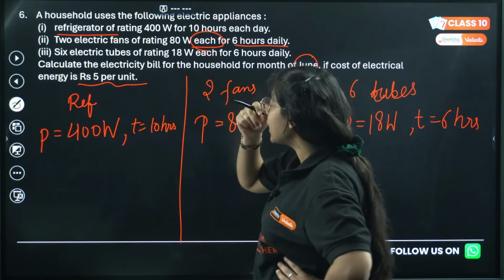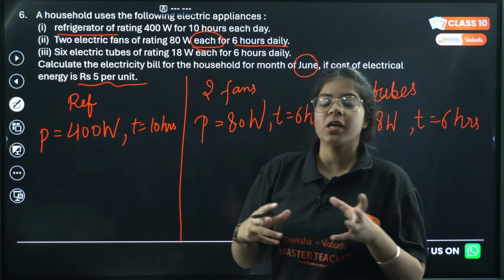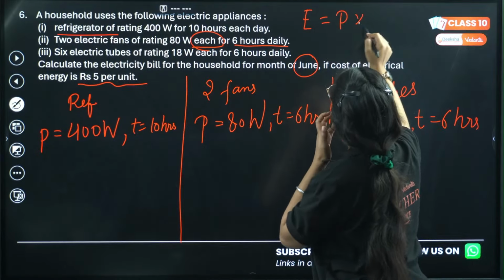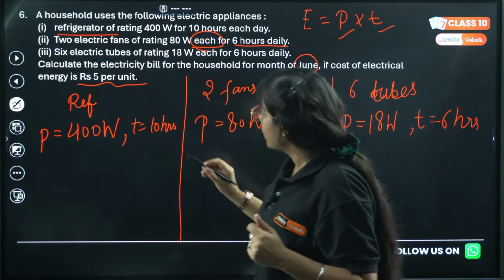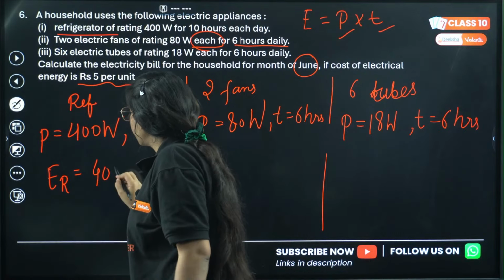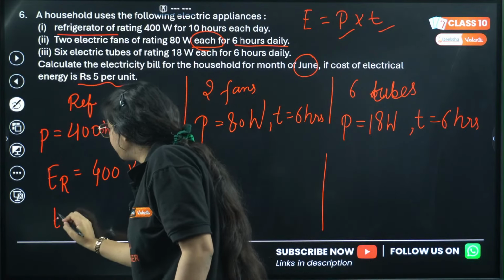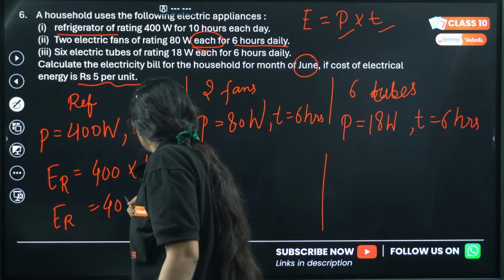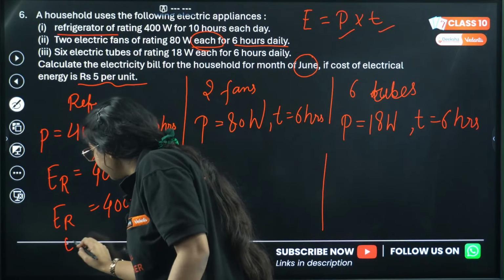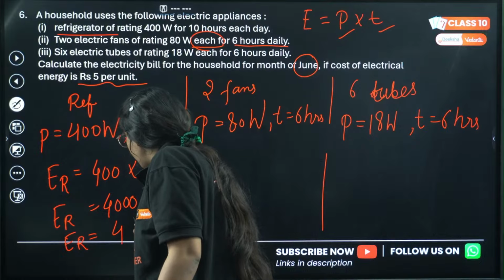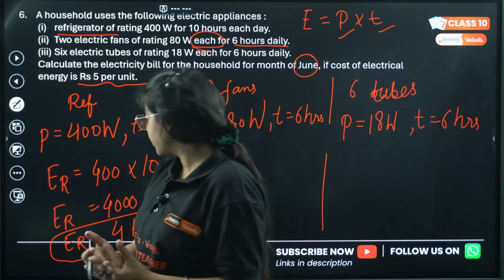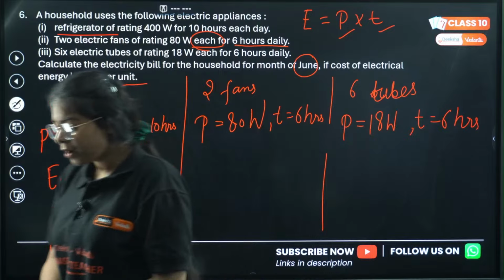To calculate the electricity bill, we need to calculate how much electrical energy we are using. The formula for electrical energy is power into time. Power is given, time is given, so we can just multiply. Electrical energy of the refrigerator will be 400 into 10, which is 4,000 watt hour. We write it in kilowatt hour, because we use kilowatt hour, so this will be 4 kilowatt hour, correct? Electrical energy for the refrigerator will be 4 kilowatt hour.